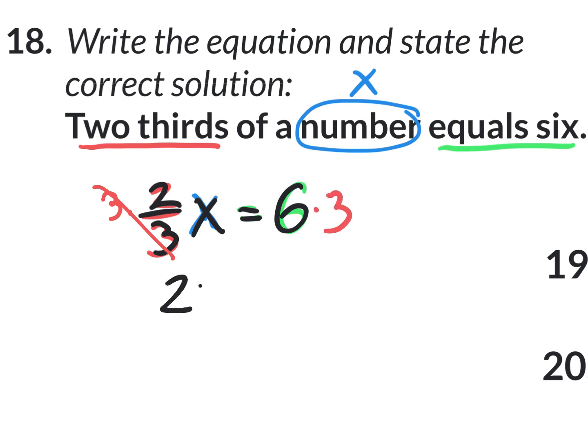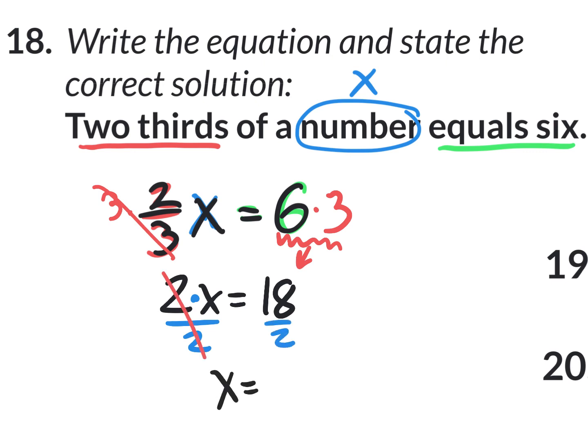What do we have left? 2x equals 18. That's really a 2 times x equals 18. Why 18? Because 6 times 3 is 18, right? But now you have 2 times x equals 18. To get rid of the multiplication in front of the x, the multiplication of 2, I'm going to do the opposite of that, dividing by 2. And what I do to one side, I do to the other side. That cancels out. X equals 9.